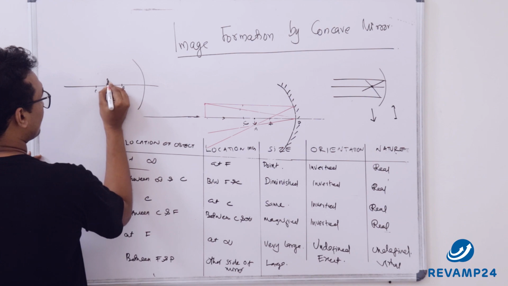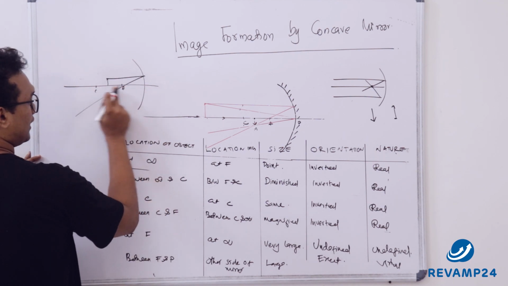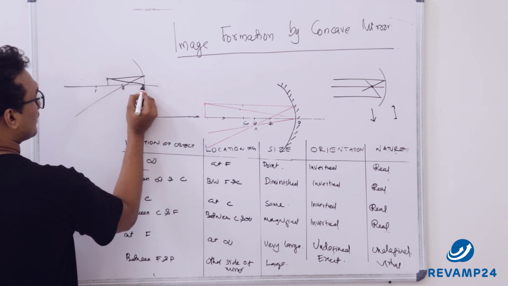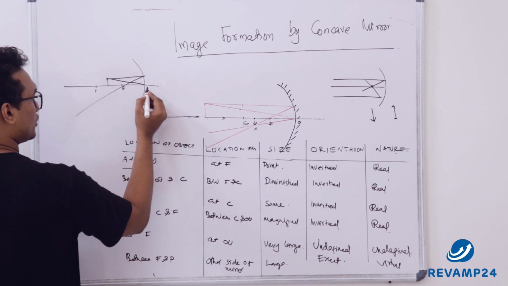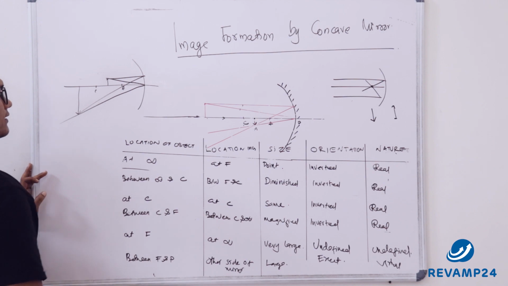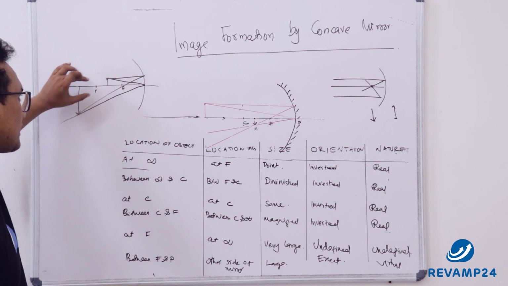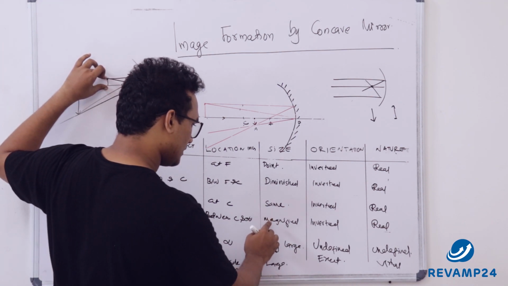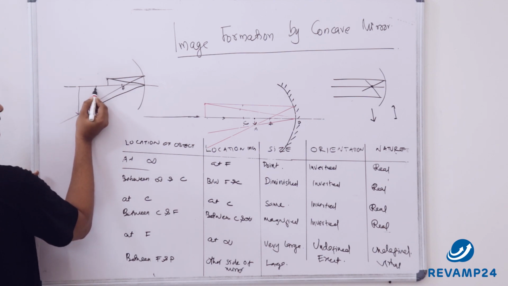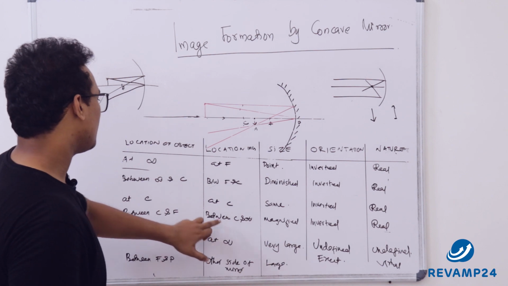In between C and F, one line parallel to the principal axis and going through F, another ray going towards the pole, and after reflection that would go in this direction, creating an image here. So this is the object, and the size of the image is higher compared to the object, so this is a magnified image here, and the position of the image is between infinity and C. So between C and infinity.